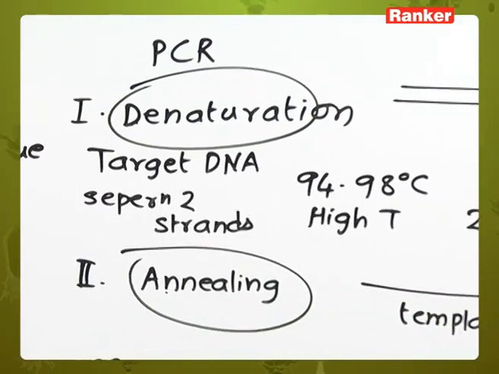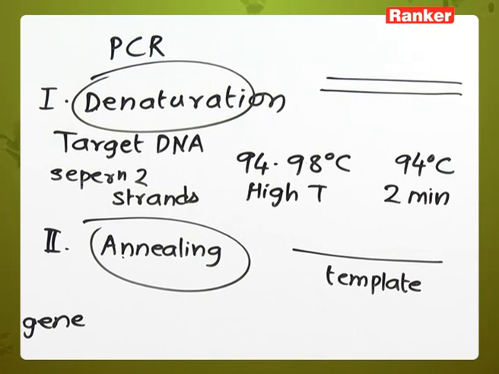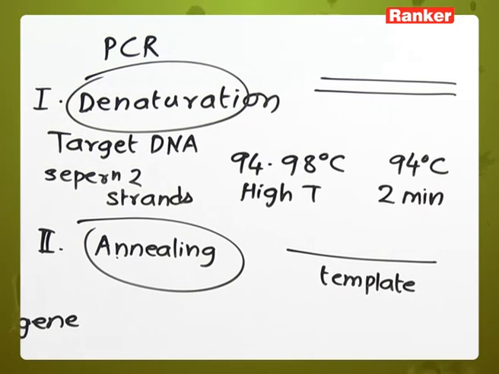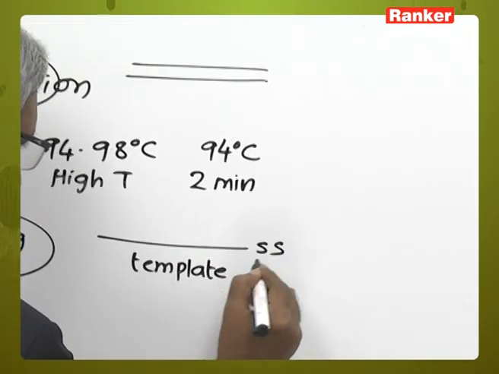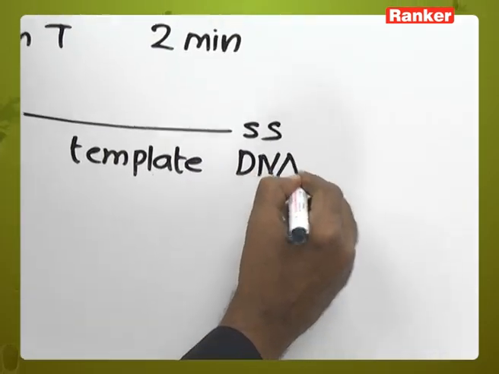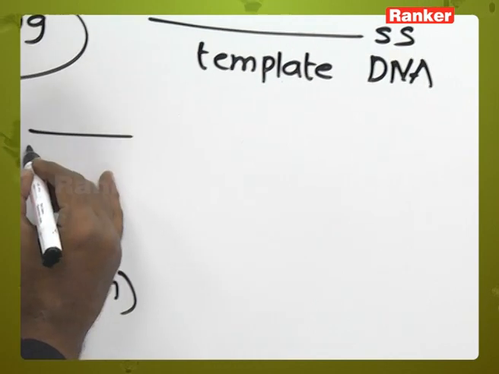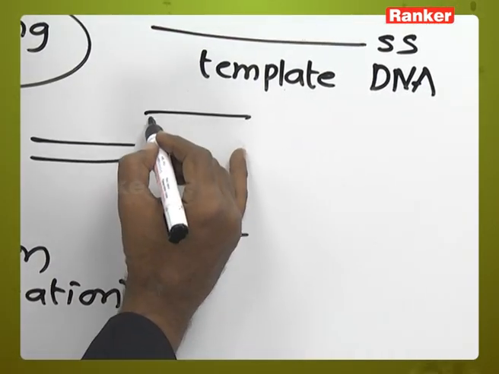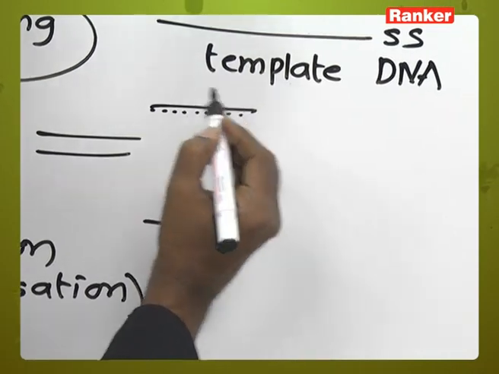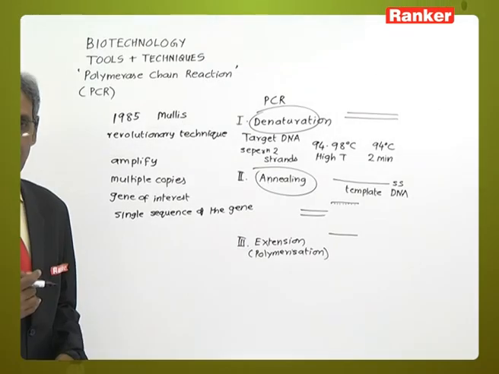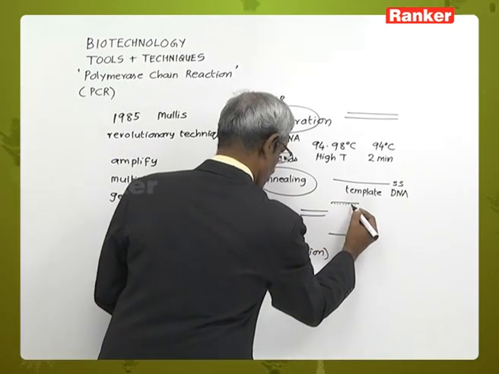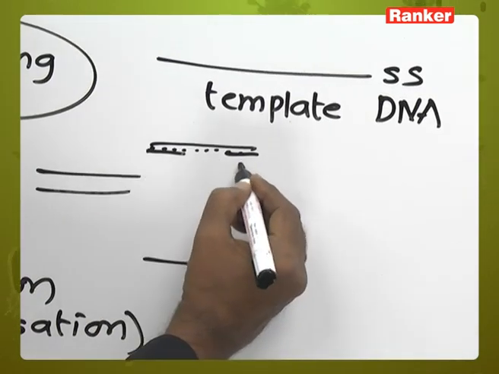Now, annealing means we primarily hybridize the two strands of the DNA or the two single stranded DNAs. We have the single stranded DNA. So, we have the DNA at one stage, it gets separated into two strands, and again here we tend to take another strand and we try to join it. So, joining of two primers, there are two important chemicals which are termed as primers.